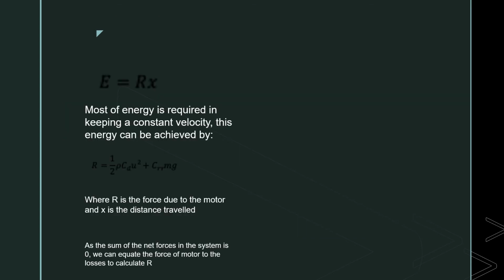From previous assumptions, we can say that most of the energy is required in keeping a constant velocity, and this energy can be calculated by the equation E = Rx, where R is the force due to the motor and x is the distance traveled, that is, about 3 meters. In order to calculate R, we'll have to equate it to the drag force plus the resistive rolling force, because when the velocity is constant, the net force in the system will be equal to 0.